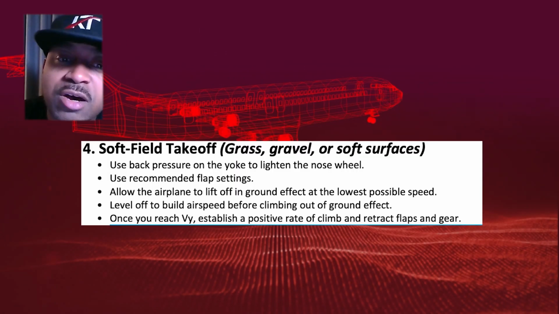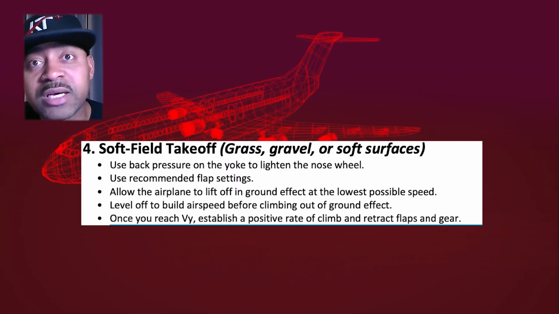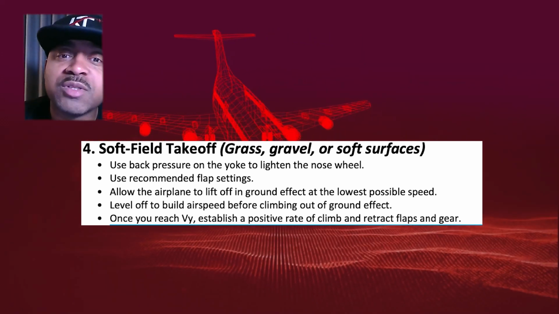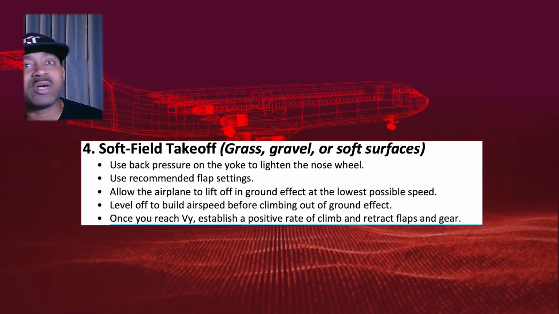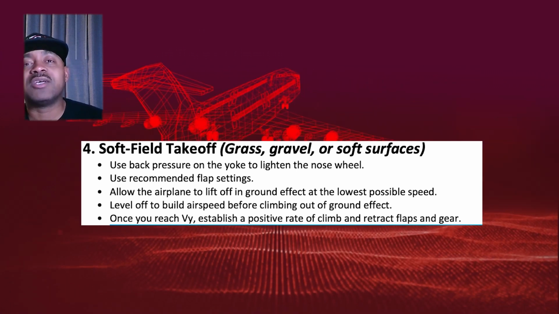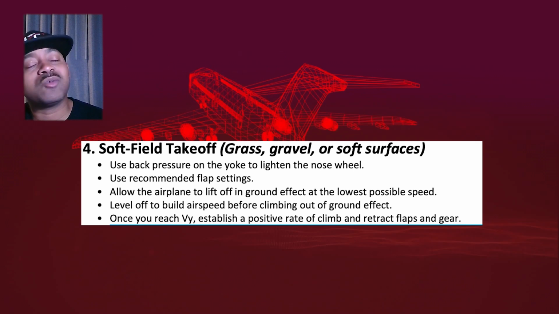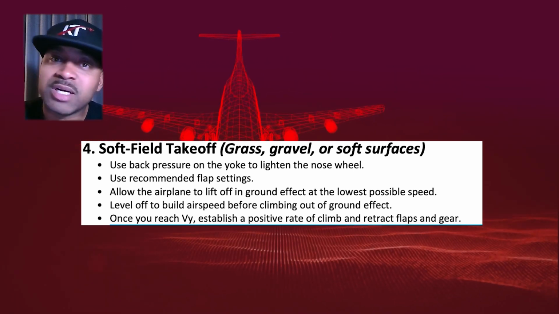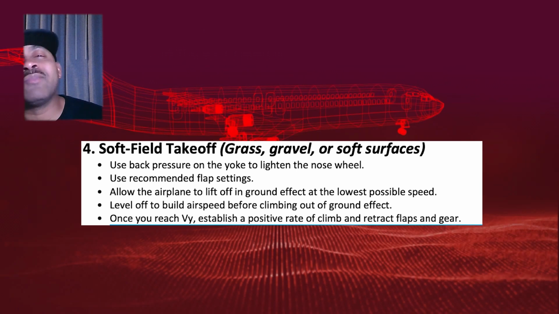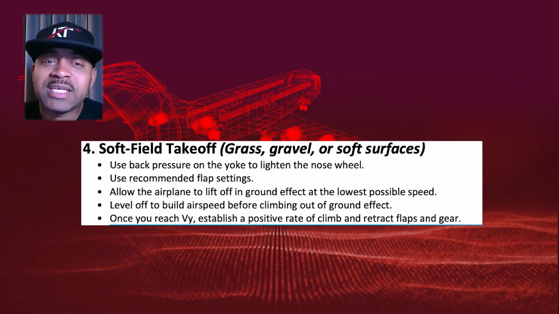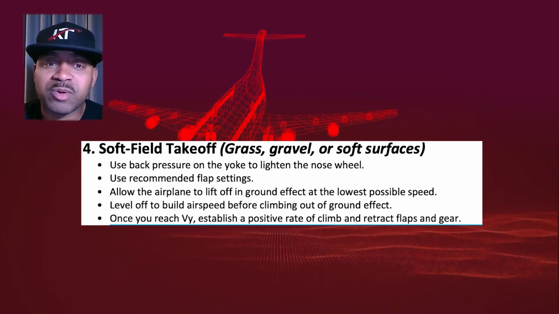Next, let's look at the soft field takeoff, which is if you're taking off on grass, gravel, or a soft surface. You're going to use back pressure on the yoke and lightly on the nose wheel. So you'll pull onto the runway after you get all the clearance, as we talked about. You'll take up the full runway. As you're moving onto the runway, you'll keep moving. You don't want to stop, because if you're on grass or mud or anything like that, the airplane might just sink and get stuck. So continually move on as you enter the runway, and as you roll onto the runway, add power and start going down the runway.